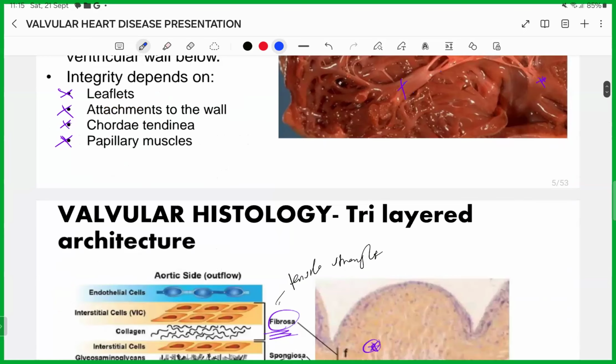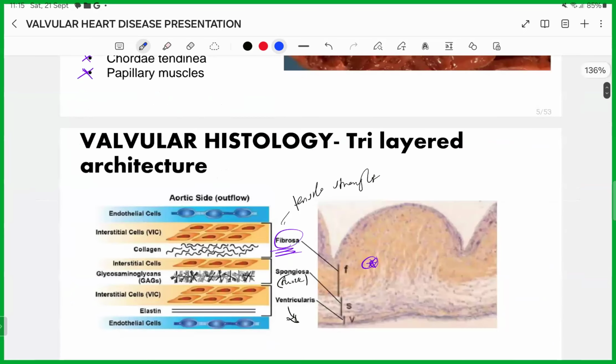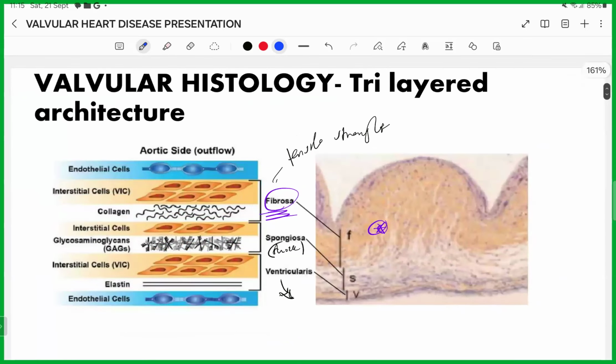Then looking at the histology of a valve, this is what it looks like. It usually has three important layers with endothelium on either side. So you have the fibrosa. The fibrosa is primarily made up of collagen, which provides tensile strength.